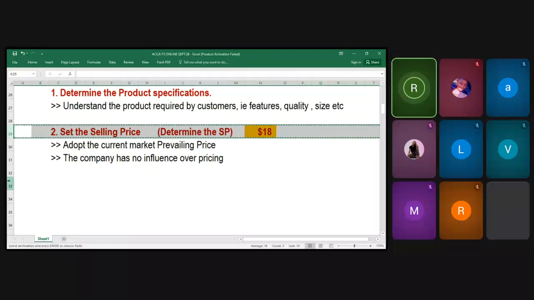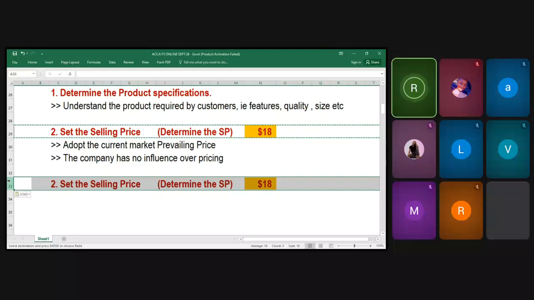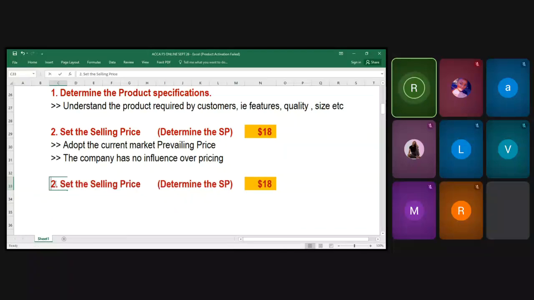So step number 3, after we have set the selling price, the next step now is for us to understand this. All right, let me just erase those items. Step number 3 is now you are going to determine the desired profit.